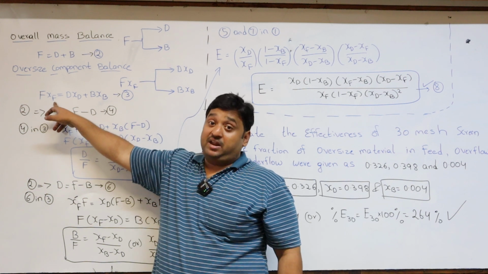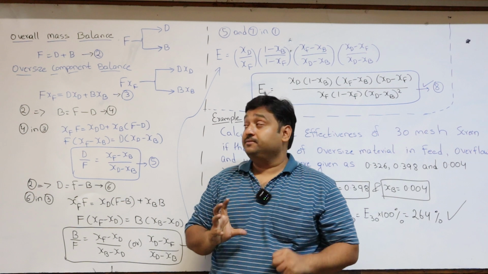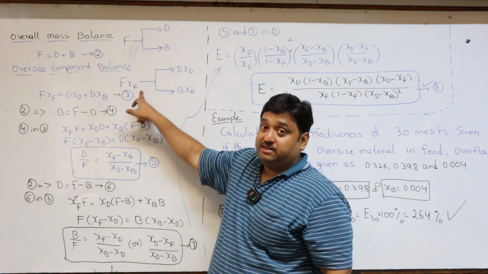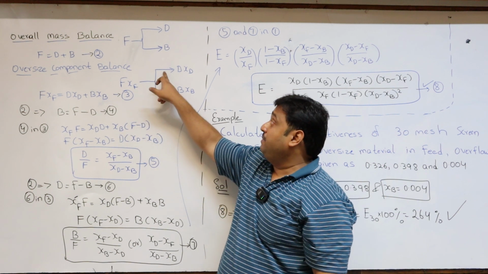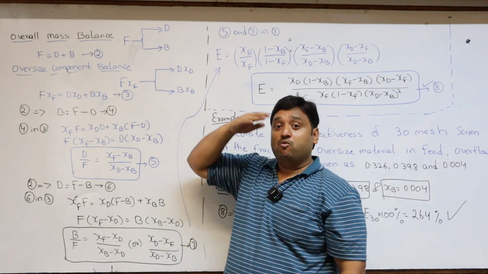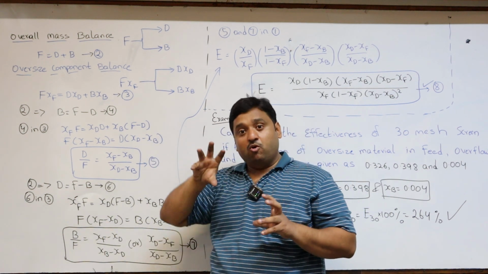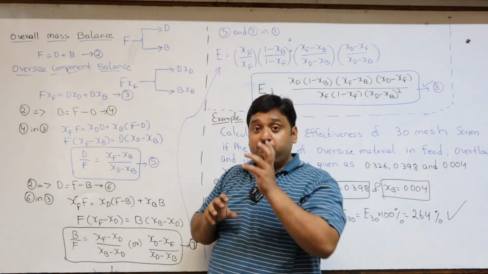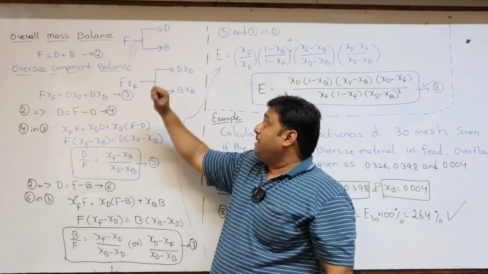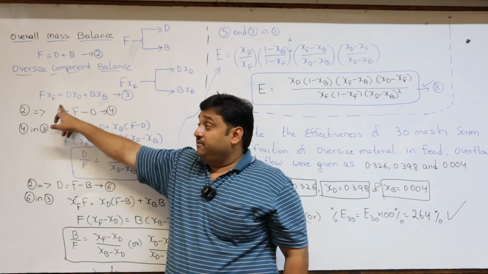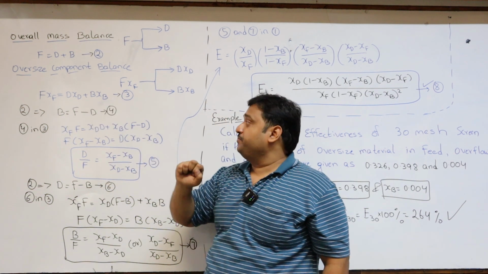If xF is the fraction of oversize, F into xF is the amount of oversize. So F into xF is the amount of oversize going in as feed, and it is coming out as product. Product means overflow. D into xD is the amount of bigger size particles in the overflow. B into xB is the amount of bigger size particles in the underflow. So if you do the balance, F xF is equal to D xD plus B xB.